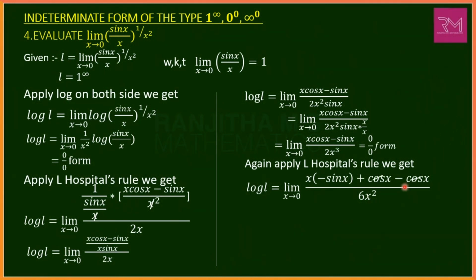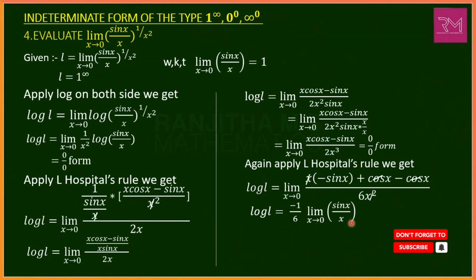Now we can cancel plus cos x and minus cos x, and 1x gets cancelled in the numerator and denominator. The remaining will be log L is equal to, here in the numerator we have minus sin x divided by 6x. Hence we can take minus 1 by 6 as common into limit of sin x by x as x tends to 0. Now here also we can apply the formula, that is limit of sin x by x as x tends to 0 value becomes 1. Hence we get log L value becomes minus 1 by 6.